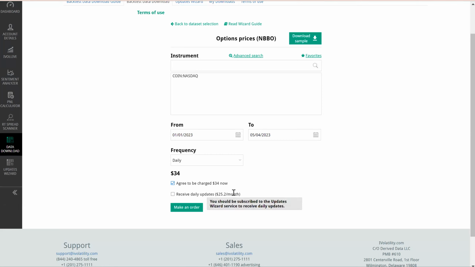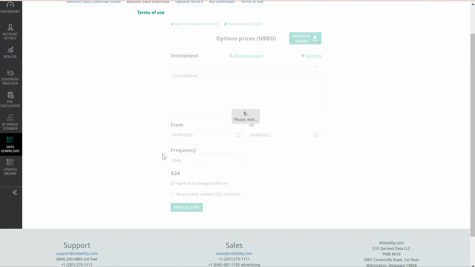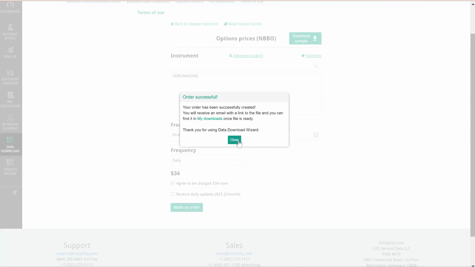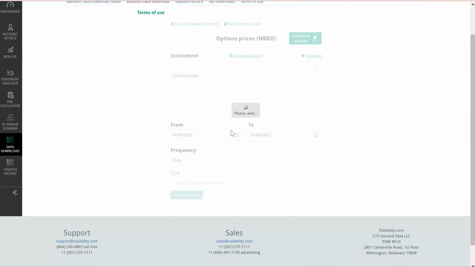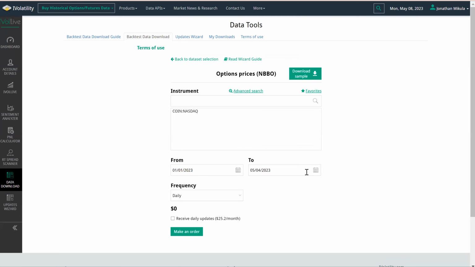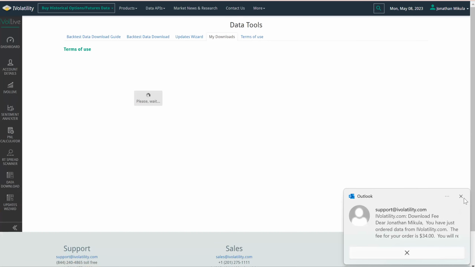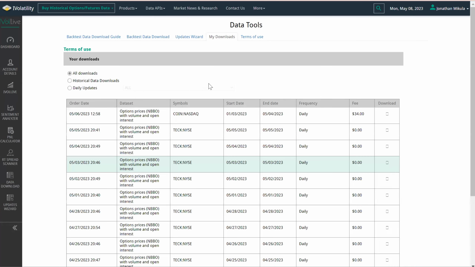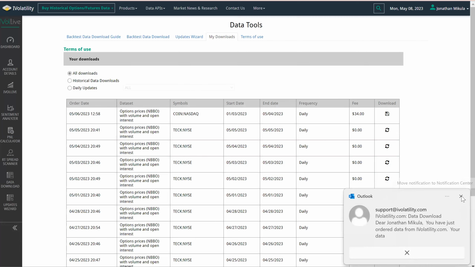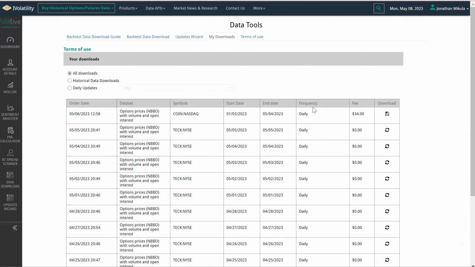And then you can also decide to get daily updates on this particular name, Coinbase, and make an order. This is going to give me open, low, high, close, Greeks, open interest. Here we go. Order successful. Everything I need to know about Coinbase from January 1st through May 4th. Then that'll show up under my downloads. You can see an email just popped up confirming my order. And now my order is ready. So it happens that quickly.